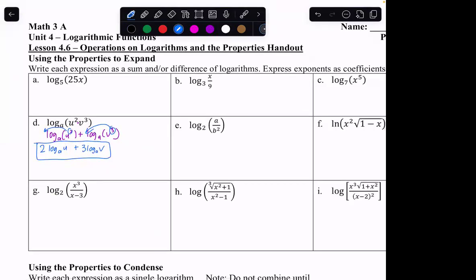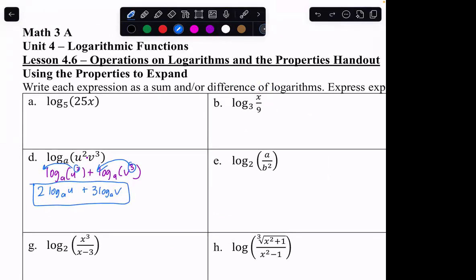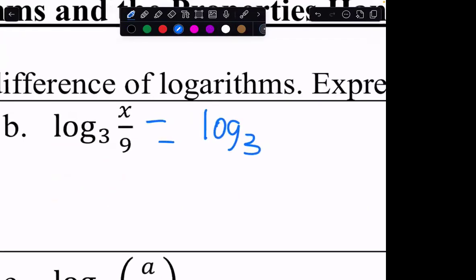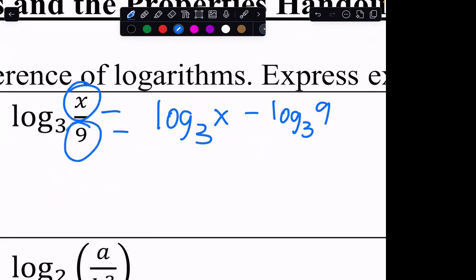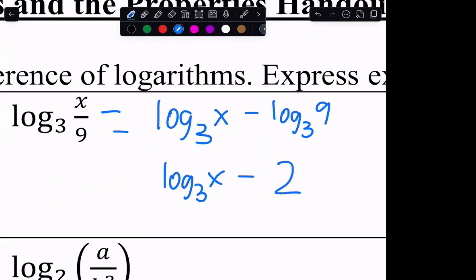I'll do one division one also. So back over on part B. Again, division means fraction bar, or fraction bar means division. So we learned that when you divide two arguments, that means that you had two logarithms getting subtracted. So log of the numerator minus log of the denominator. Now in this case, we can simplify this one, right? Because log base 3 of 9 is asking 3 to what power equals 9, so it's 2.